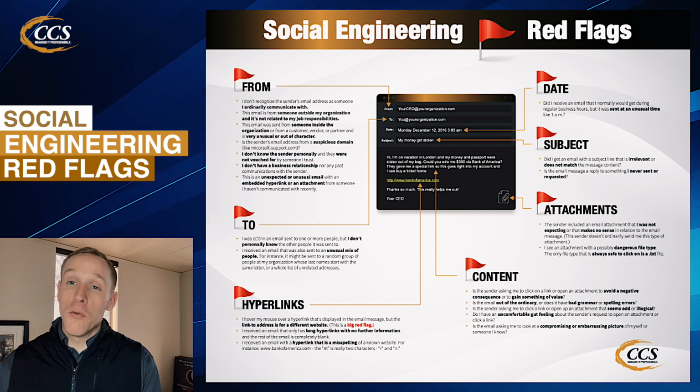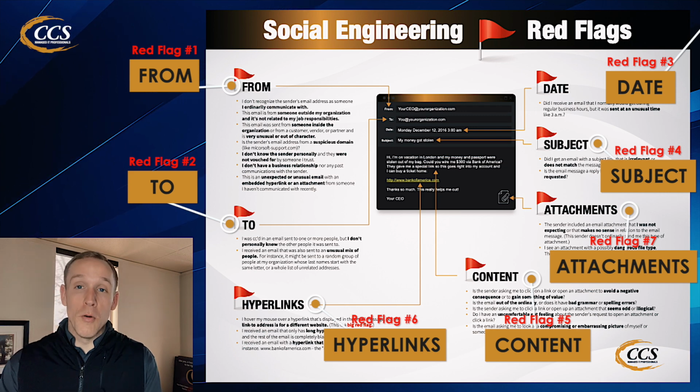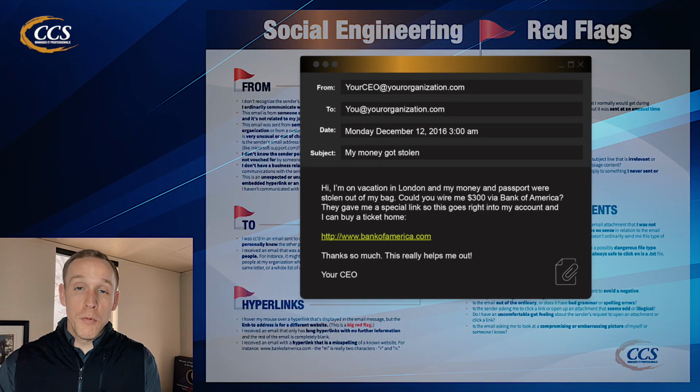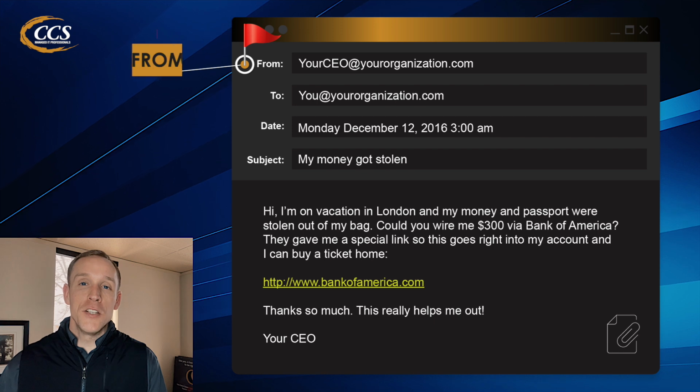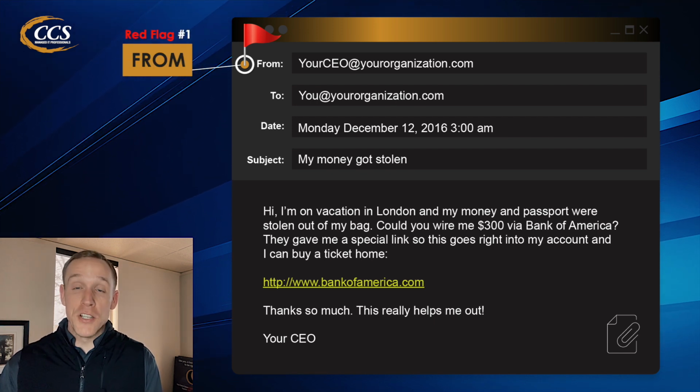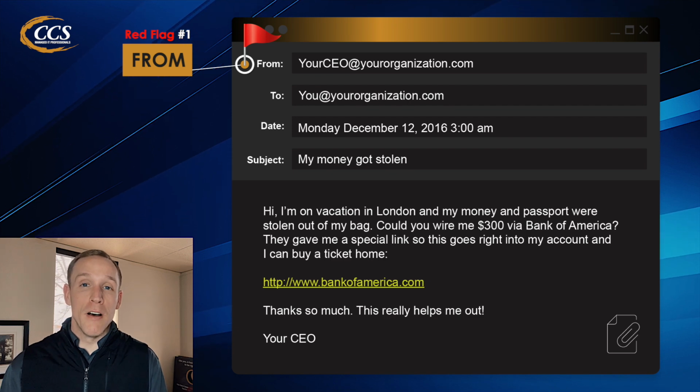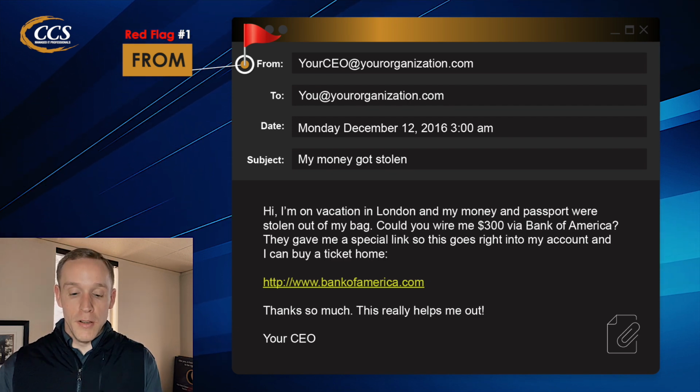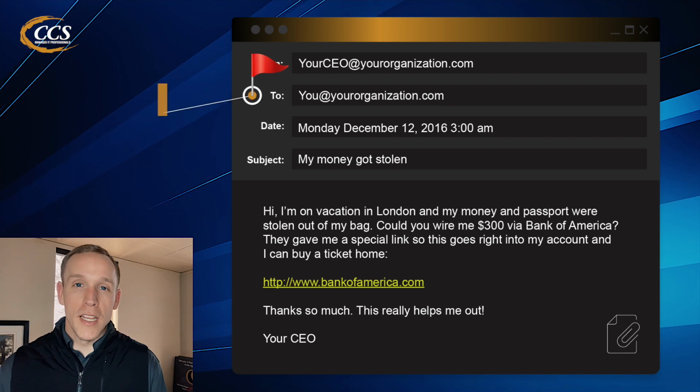So if you look up here, we have quite a few different categories. There's 7 total that you want to pay attention to. So the first one is, where did this come from? Pay attention to the email address, the name of the person, the URL, the domain. Make sure it matches up and you're familiar with where that email address is coming from and that is familiar to you. Look to who they are sending it to.